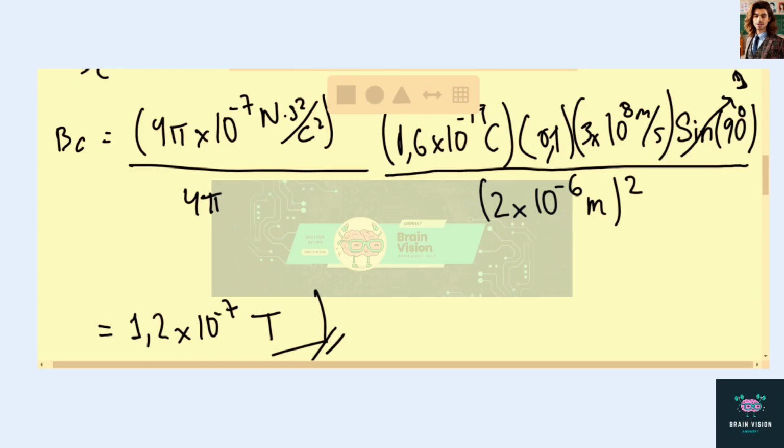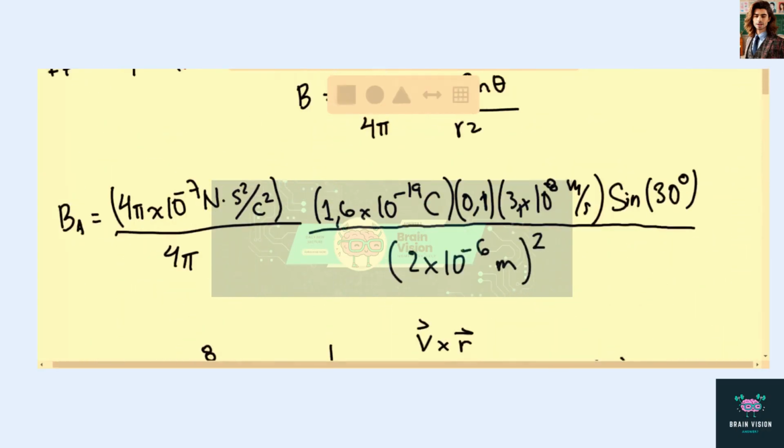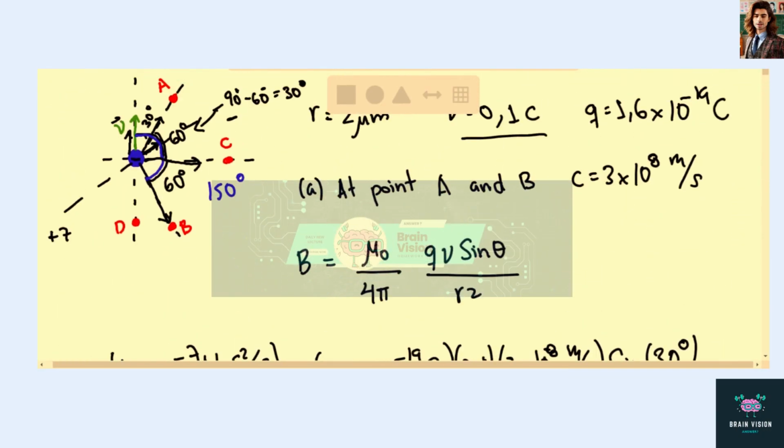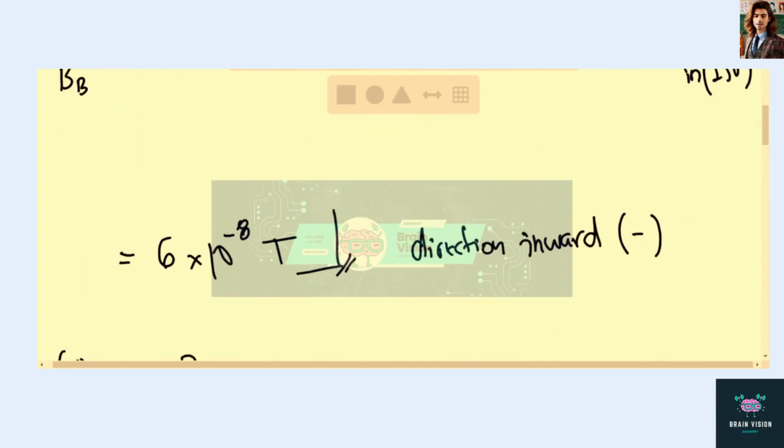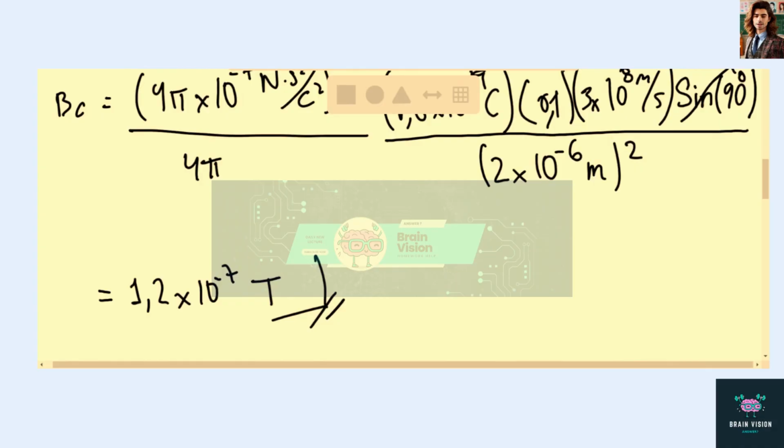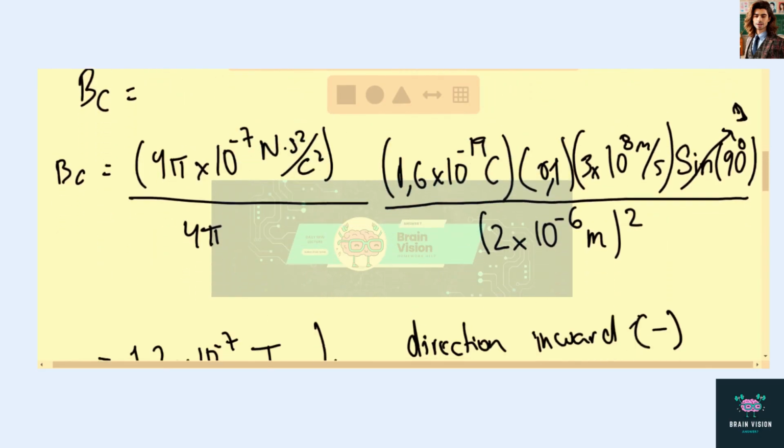And the direction, again, we put our hand in the velocity vector and go from there to the r vector. And again, it gives us a vector inward. So the direction is inward, and if we set that as the negative, we obtain a negative.